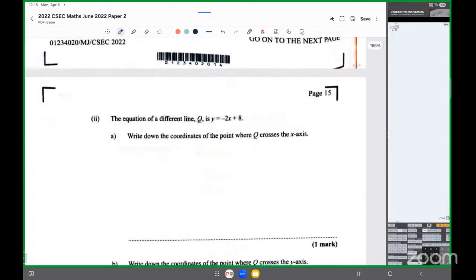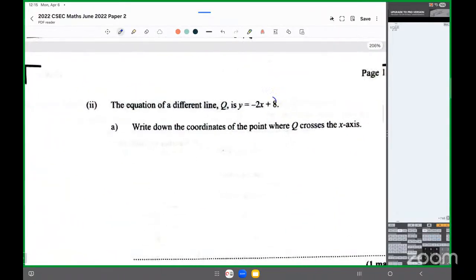The next part says, the equation of a different line is this. It says, write down the coordinates of the point where the graph crosses the x-axis. Now, on the x-axis, y equals 0. That's what you know. You put the 0 in here to see what the x is. So y equals 0, you're going to have 0 equals minus 2x plus 8. Transpose the 2x, you get positive 2x equals 8. Divided by 2, you get x equals 4.